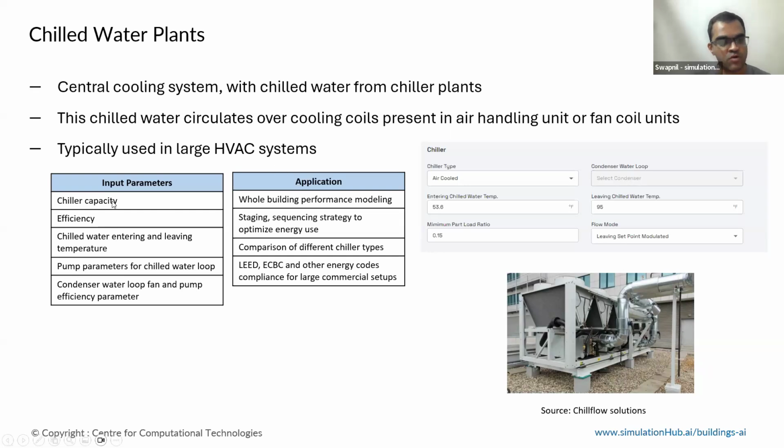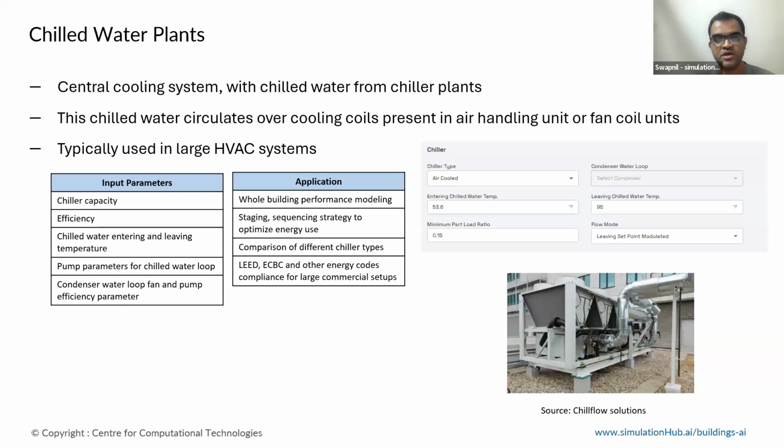Here we have to give all the outdoor parameter details like chiller capacity, efficiency, chilled water intake and leaving temperature, pump parameters for the chilled water loop, condenser water loop parameters, and pump efficiency parameters for that as well. So it's a very detailed analysis for chiller, outdoor air chiller, which can be done. So you have to set up the plant side systems in this.